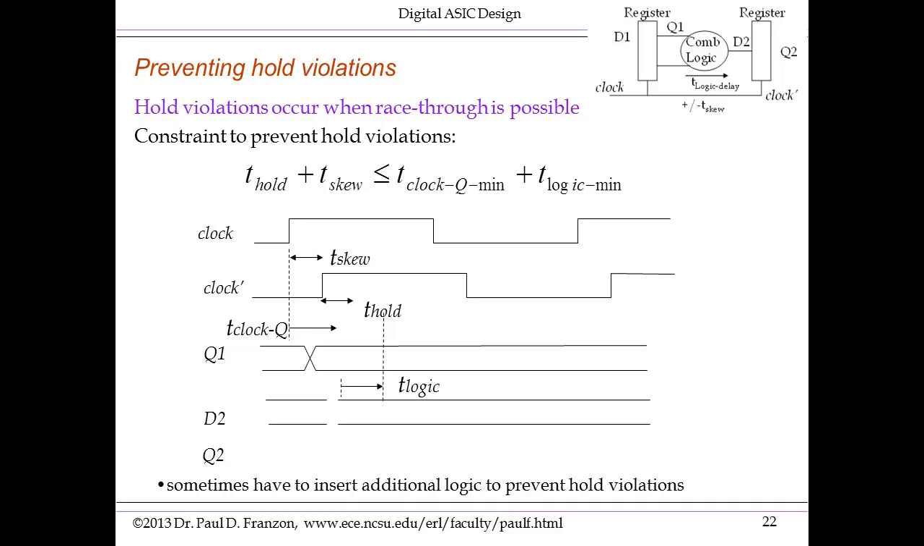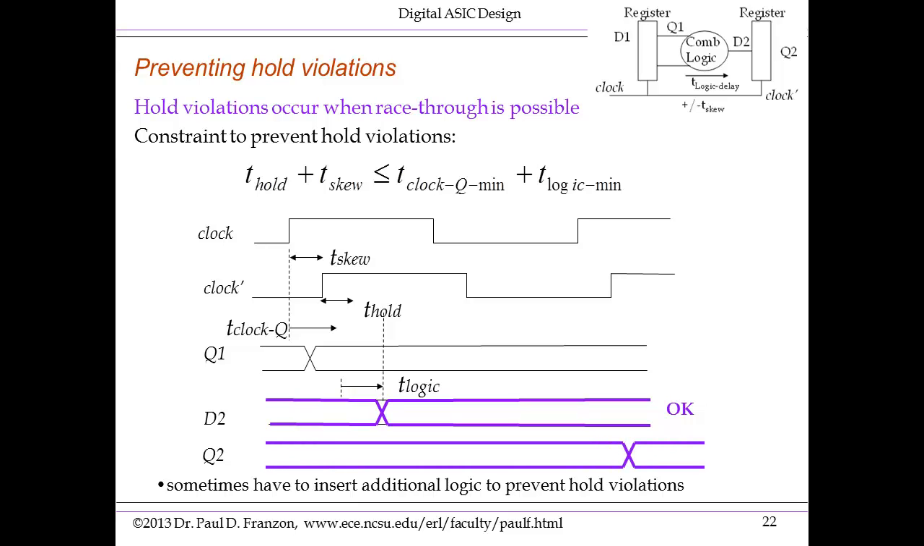Okay, let's look to see a situation where we don't have a hold violation. In this example, T clock to Q min and T logic min are faster. Thus D2 is changing after the end of the hold time as delayed by the skew in the worst direction. And Q2 won't actually change until the next clock period, as it should in any two stages of logic. So in this situation, the constraint at the top of the page is satisfied and we do not have a hold violation.